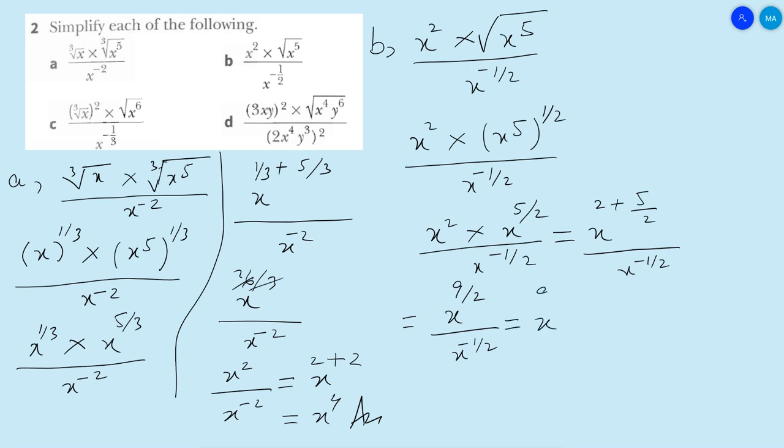So x to the power 9 upon 2, this minus 1 upon 2 moved to the above side will be plus 1 upon 2. So x to the power 9 plus 1, 10, 10 upon 2, and 2 fives are 10. So the final answer is x to the power 5. This is the final answer. Hope you understand. Now come to part C.